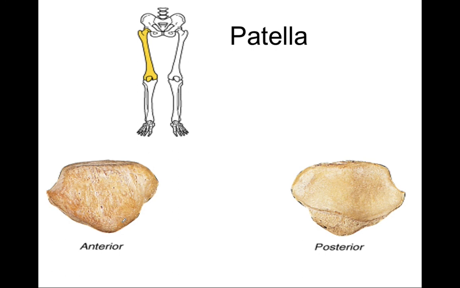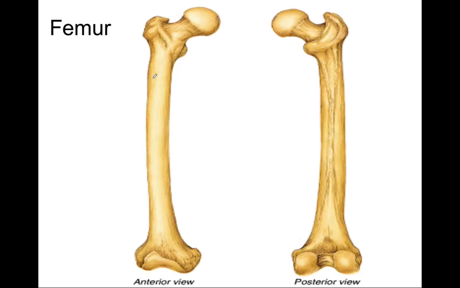Sesamoid bones are wrapped up in tendons, and this is one bone that is wrapped up in what's referred to as the patellar tendon. So you can see that found right here on the patellar region, which is where the patellar region got its name.